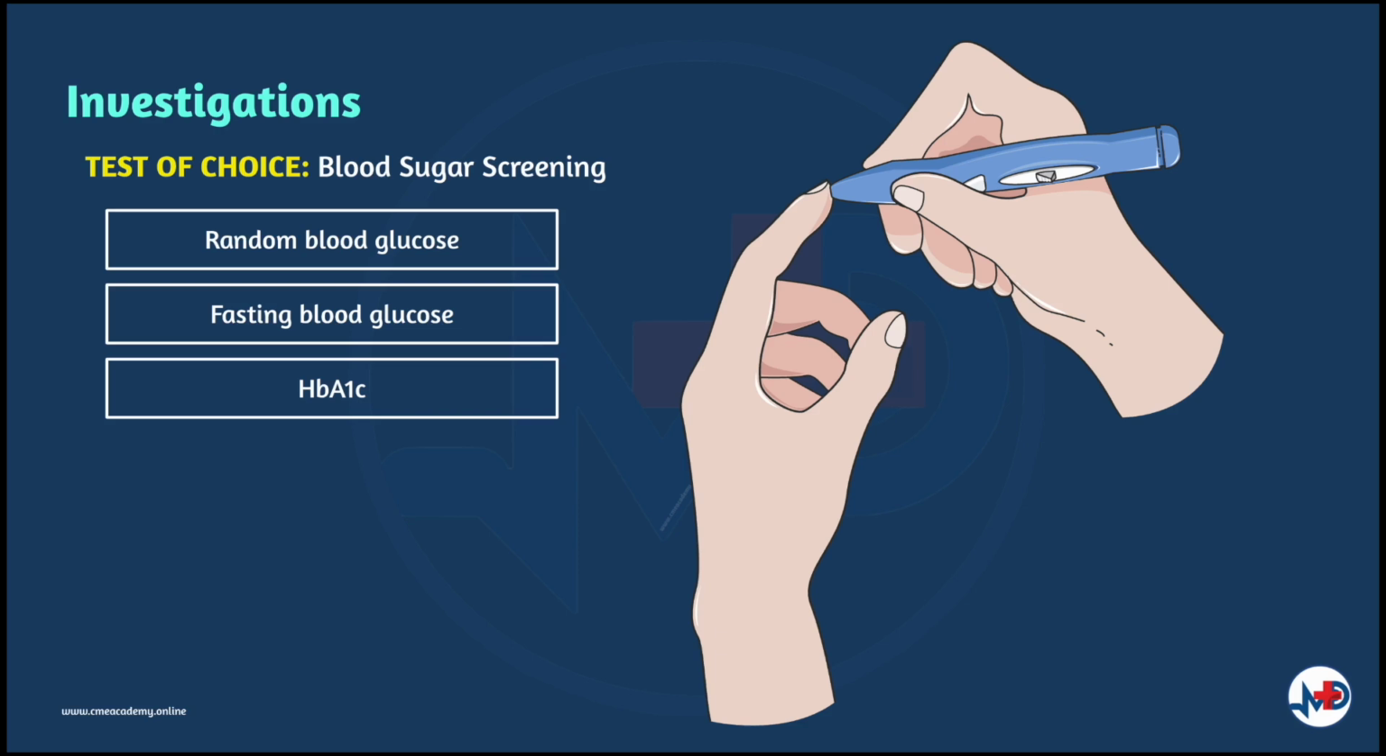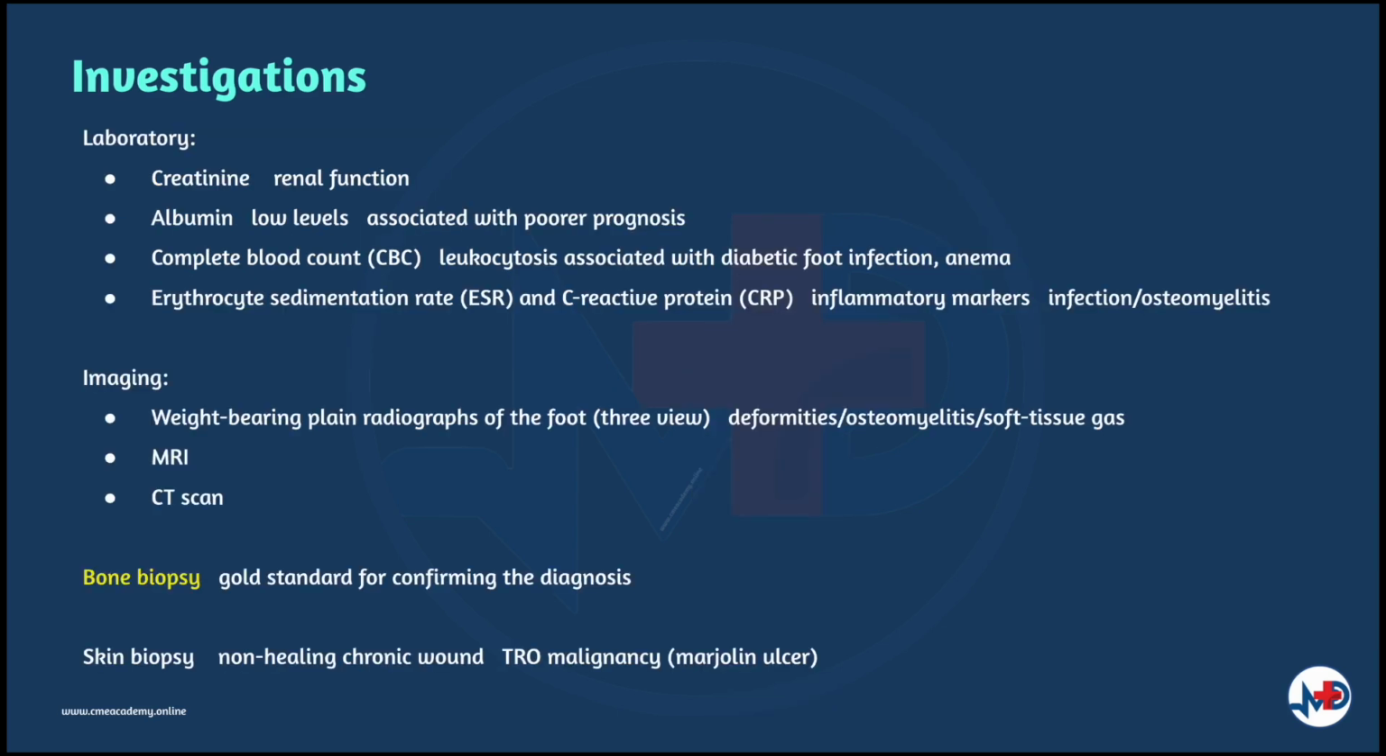Random blood glucose, fasting blood glucose and HbA1c can be ordered to detect any underlying risk factors, namely diabetes, and to look at the adequacy of glycemic control. Other lab investigations which can be carried out to assess the complications of diabetes include renal function tests, albumin levels, which are generally associated with poorer prognosis if the levels are low, and a full blood count, which can look at the presence of leukocytosis, and this could be associated with diabetic foot infection, and anemia. Erythrocyte sedimentation rate and C-reactive protein increment could indicate inflammatory markers being positive for infection or presence of osteomyelitis.